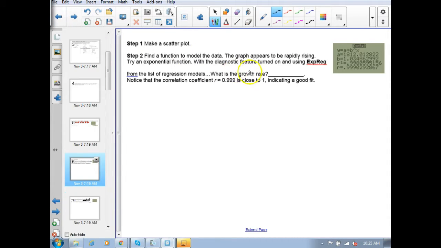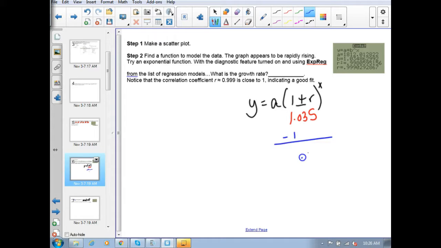It originally asked me what the growth rate is. B represents the base, but if you think back to the formula for this, it's A times 1 plus or minus the growth rate to the x or to the t power. So if you have 1.035 as your base, the growth rate is how far away from 100% it is. Think about subtracting that 100%. Your growth rate is the decimal 0.035, which we know is the percentage 3.5%. So it's the same exponential growth function that we've been working with, but it's one that was derived through regression off of some data points.